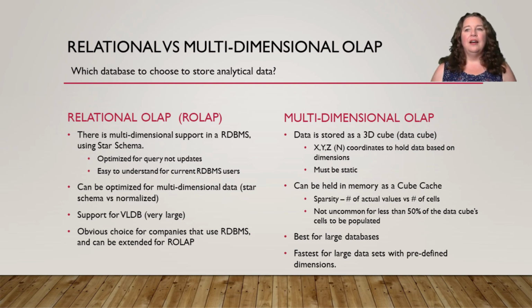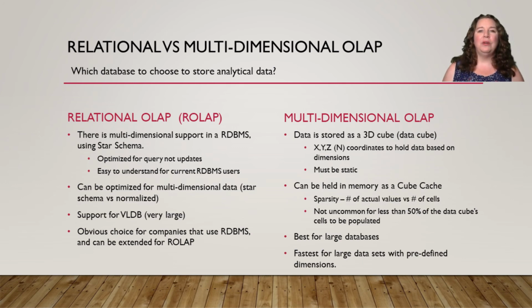You can optimize your relational database for multidimensional data, for star schemas versus basic normalization. You don't have to have a normalized relational database. You can have a non-normalized relational database. It's just not the way we do it for the most efficiency in redundant data, the way we talked about, but you can do it.